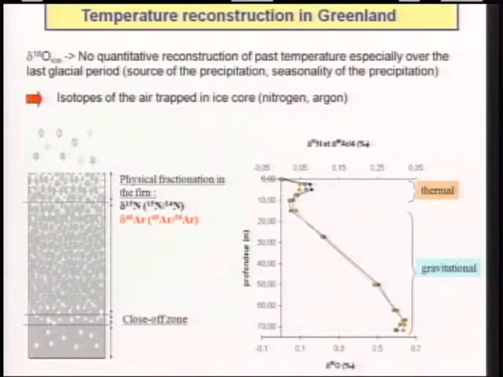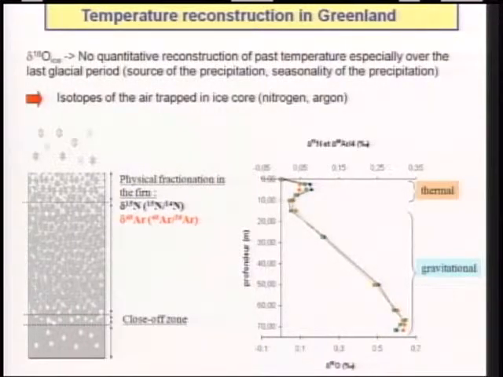So now let's come back to Greenland, and I will show you the temperature reconstruction over marine isotopic stage 5. When we want to reconstruct temperature in Greenland, we do not use the ice delta 18O. It's not a quantitative marker because it's affected by the source of the precipitation and the seasonality of the precipitation. So what we will do is use the isotopes of nitrogen and argon that are trapped in the air bubbles in the ice core.